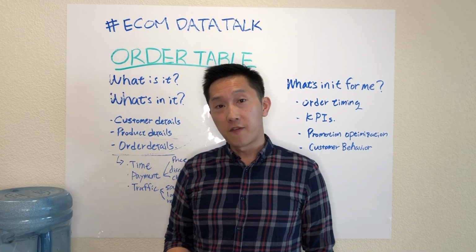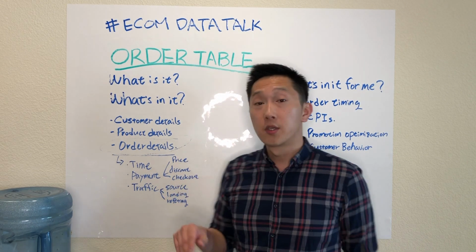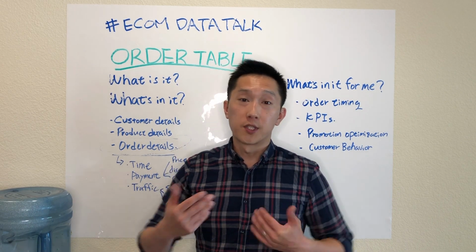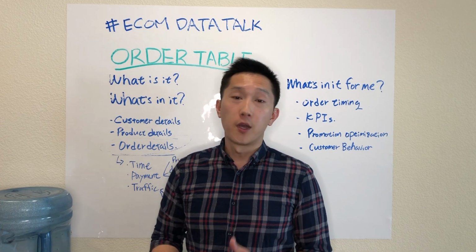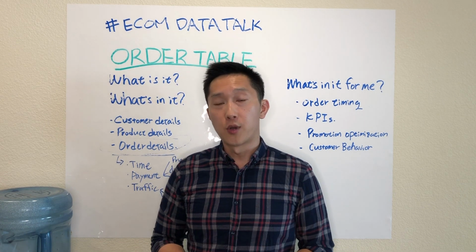And finally, we have traffic information. We'll begin with the source. And the source basically says where the order is coming from. Was it from a web browser, a smartphone, from iPhone or Android, or was it a manually created draft order?